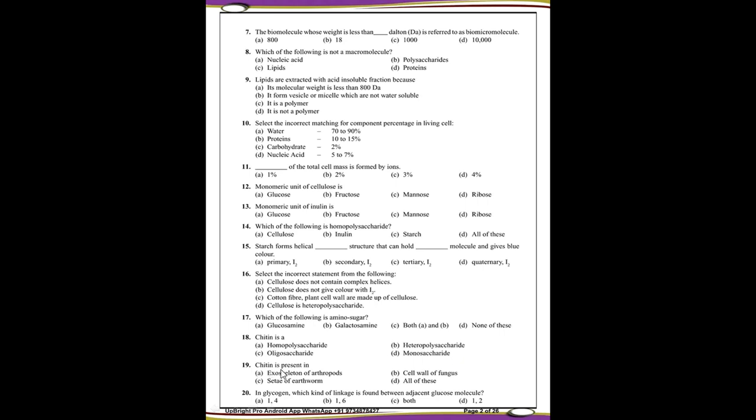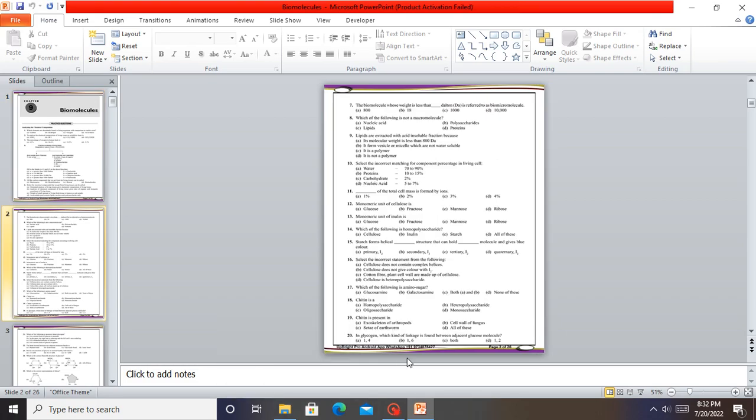Chitin is mostly found in the exoskeleton of arthropods. Is it found in the cell wall of fungi? Or, let's say, is it the chaeta of the earthworm? I think all of these are true, because chitin is found in the exoskeleton of arthropods, in the cell wall of fungi, and also in the chaeta of earthworms. So the answer for this one is all of the above. Okay, so let's continue.